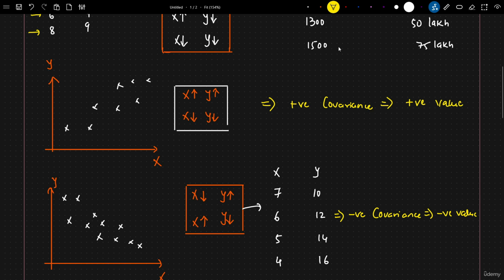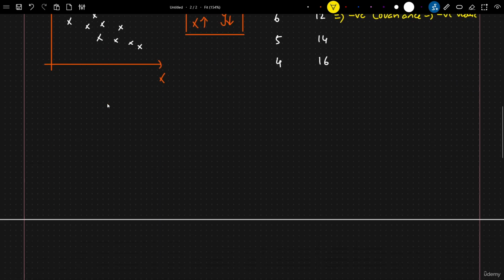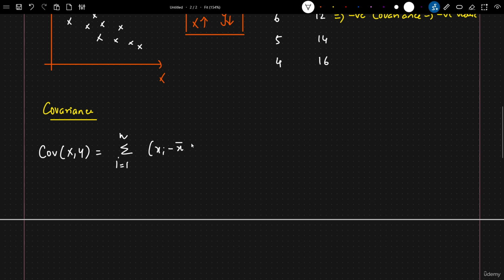Now you may be thinking, Krish, how are you saying positive covariance or negative covariance? Let's do it with the help of calculation. Usually the covariance formula looks something like this. Covariance of x comma y is nothing but summation of i equal to 1 to n. I'm just taking a sample size n. I cannot consider the population because we do not have the entire population data. Then here I will write x of i minus x bar, then y of i minus y bar, divided by n minus 1. So this is the entire formula for covariance.